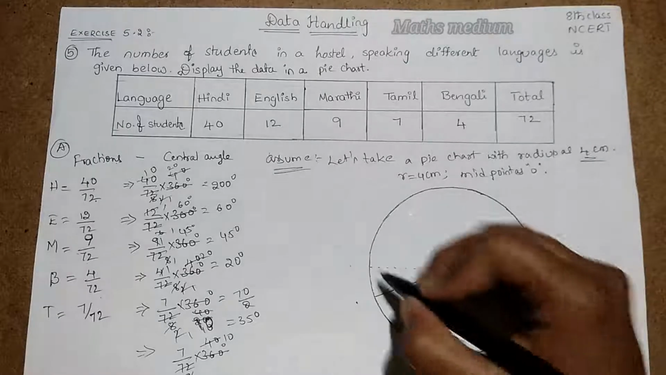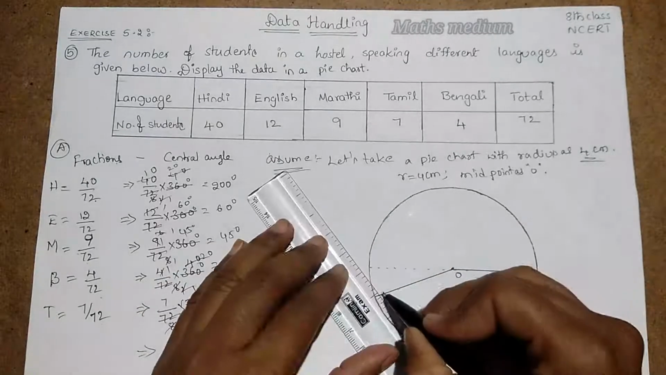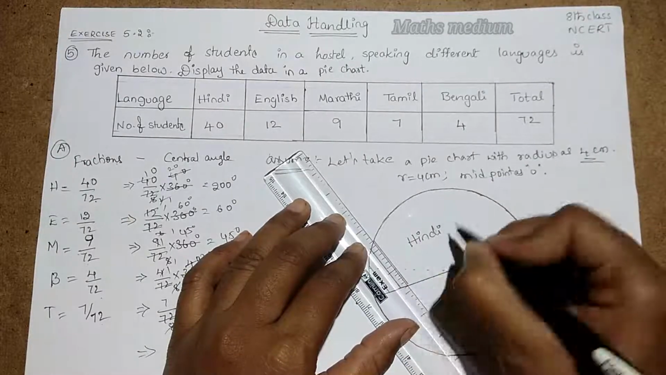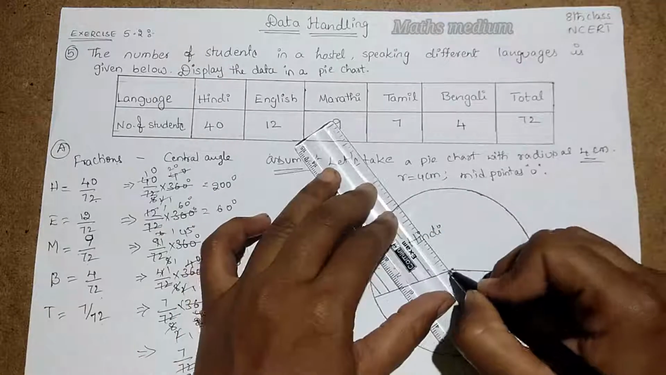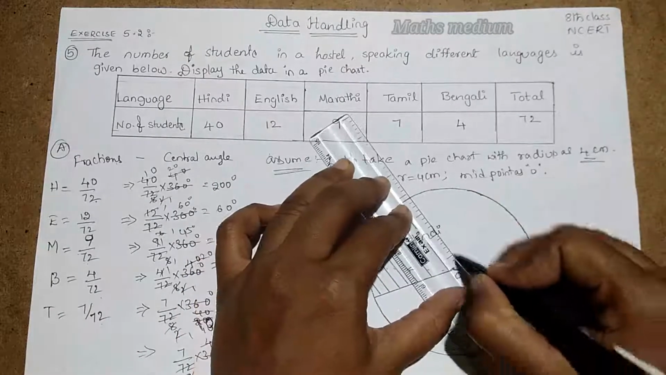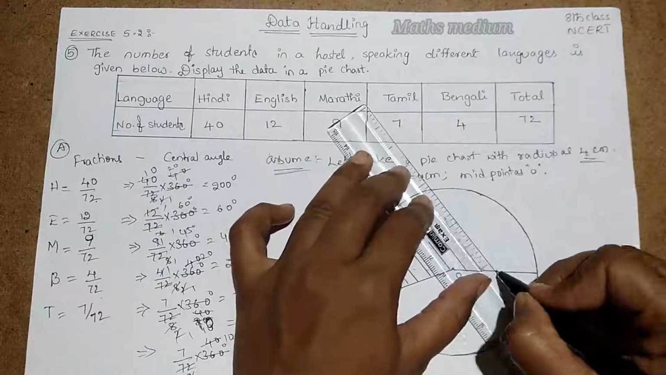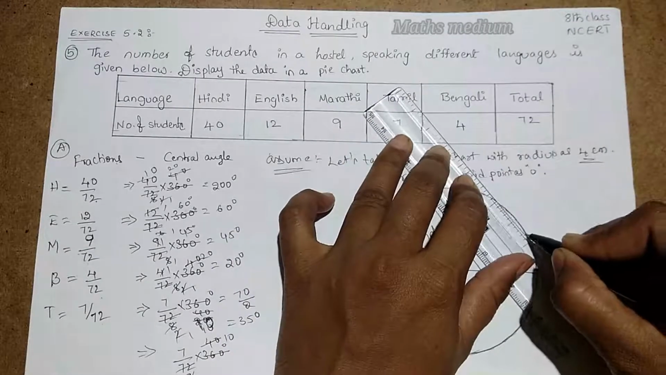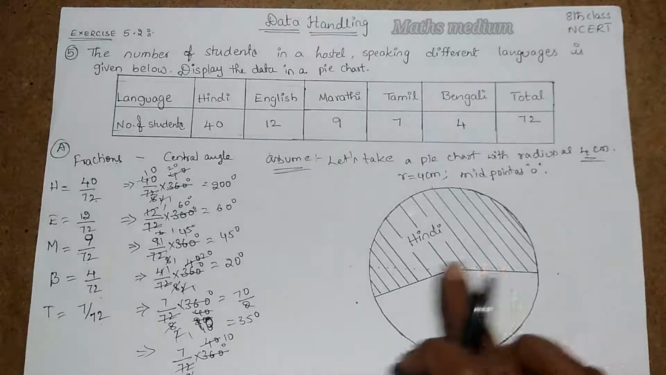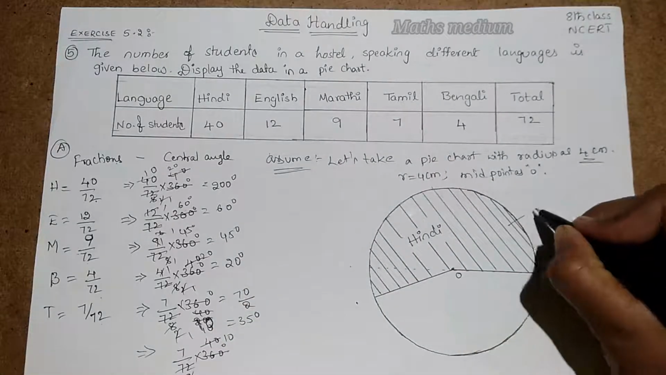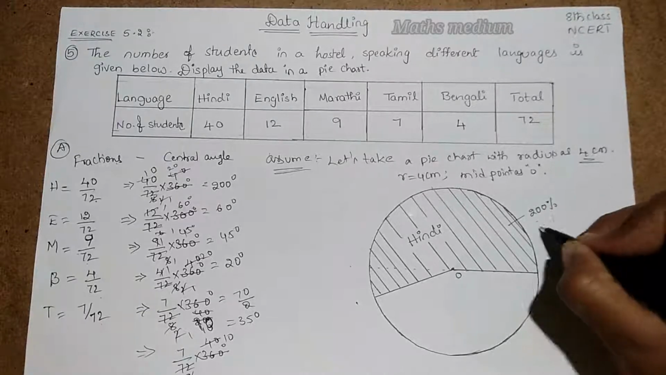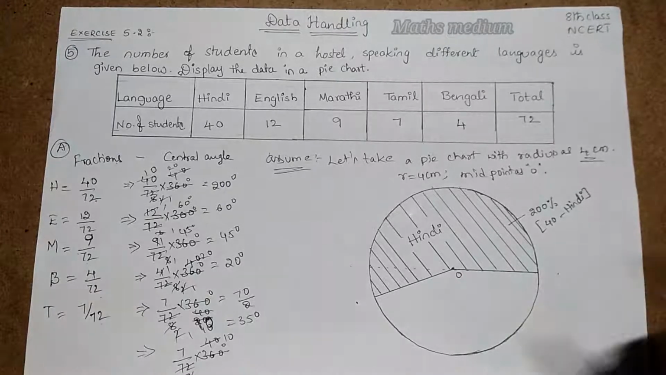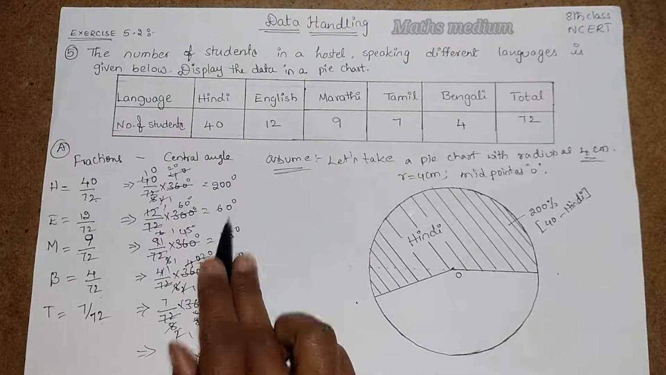All of this I am shading as Hindi. So Hindi is the most spoken by the students, that is 200 degrees, spoken by 40 people. So this is Hindi. Next, English, 60 degrees.